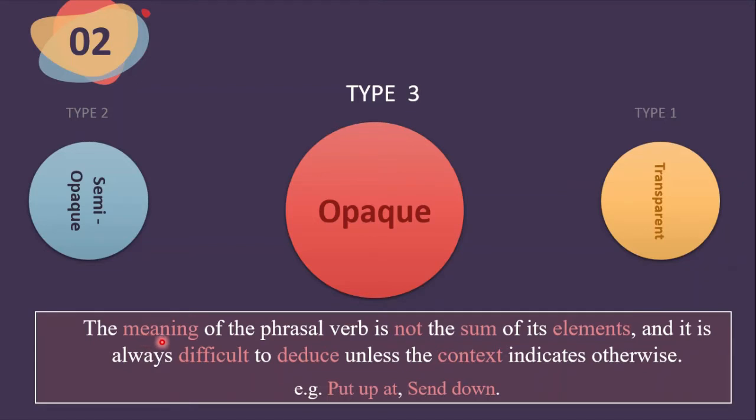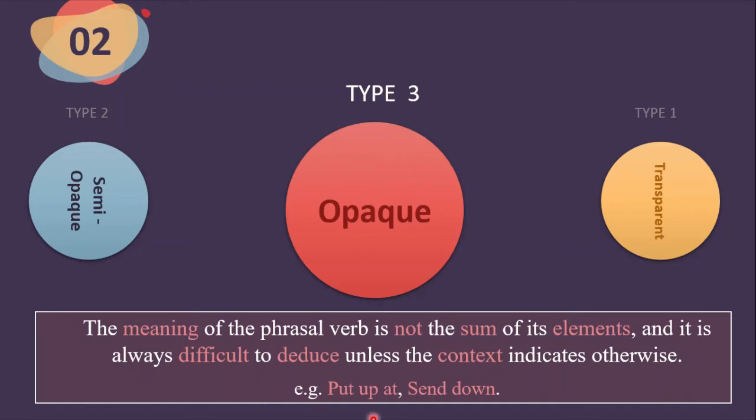As I typed here, the meaning of the phrasal verb is not the sum of its elements. It's always difficult unless the context indicates otherwise. And sometimes it's not like simple verbs where you can mostly infer from the context. Sometimes even the context can't help to distinguish or identify the meaning of the phrasal verb. You can't tell its meaning just from its constituents, as I told you. It always has a new meaning, mostly different from the meaning of its parts.